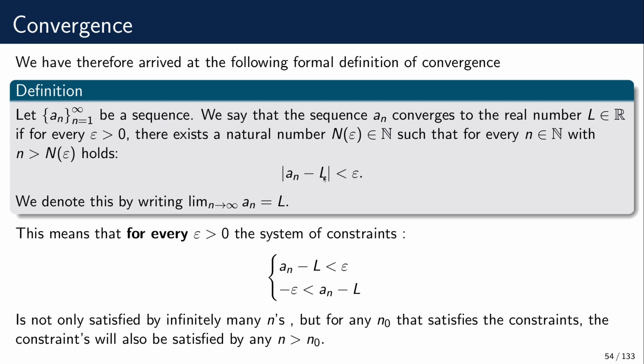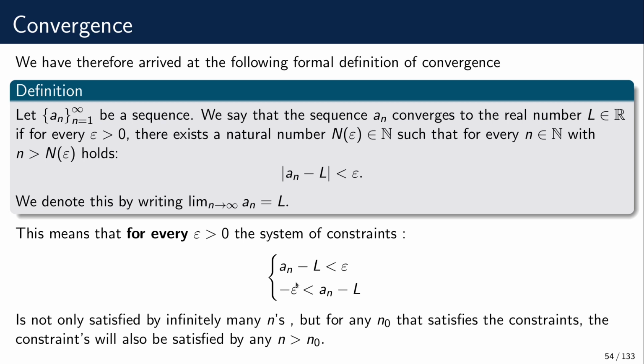So a simpler way of seeing this is, because sometimes I know that this absolute value makes things more complicated for the students, that this means that for every epsilon, two constraints are satisfied. This is equivalent to saying that a_n minus L is smaller than epsilon and bigger than minus epsilon, as we have seen with the visualization with the vertical lines.